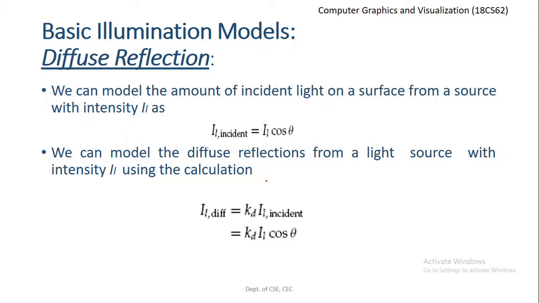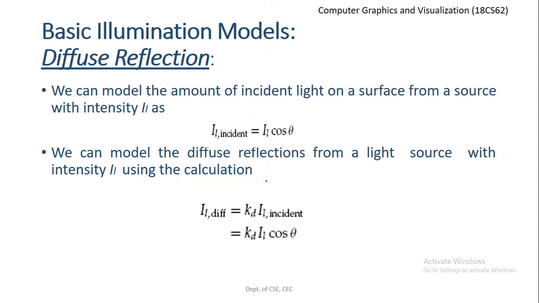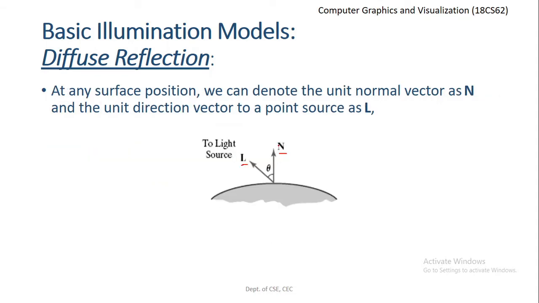Now, taking into account this particular angle between the vector L and vector n, we can model the amount of incident light on a surface from a source with the intensity IL. The amount of incident light can be modeled for a given surface from a given point source as IL, incident, is equal to IL cos theta, where theta is the angle between the surface normal vector n and the unit direction vector in the direction of the point light source.